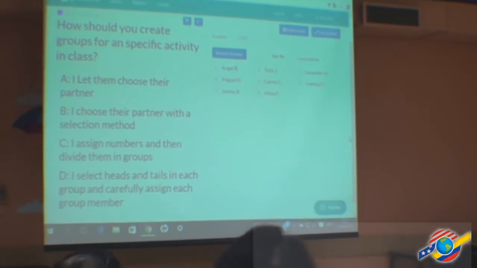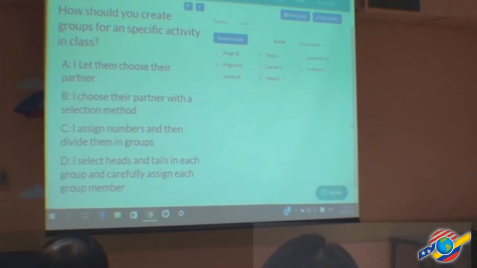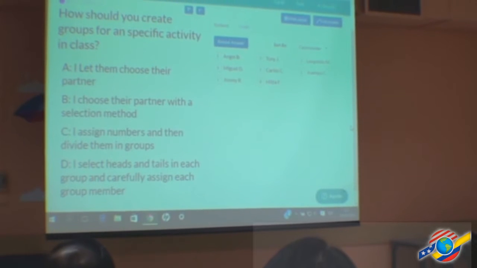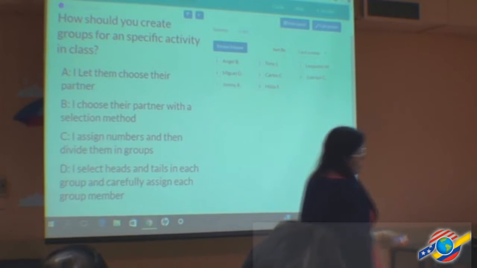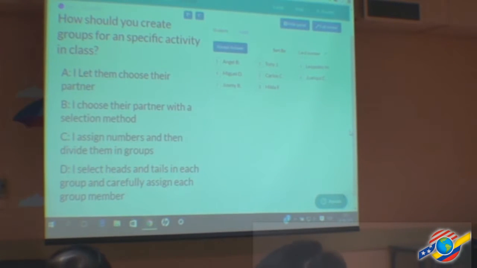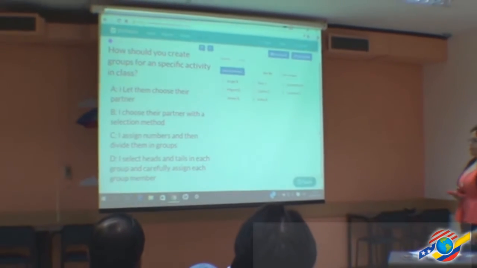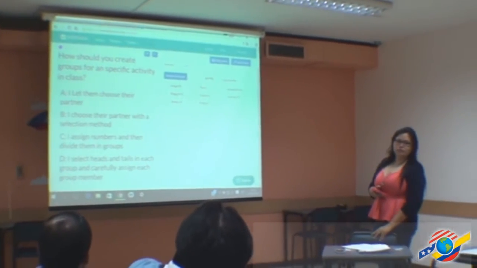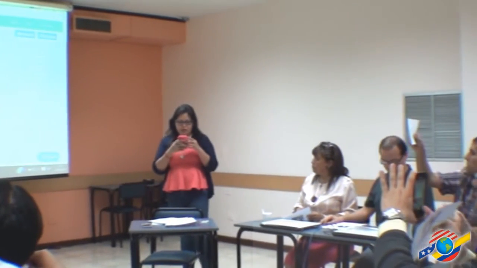How should you create groups for a specific activity in class? Please read in silence and select your answer. When you are ready, show me your papers. So, A, B, C, or D, please. Everyone should be ready. I'm going to scan you now.